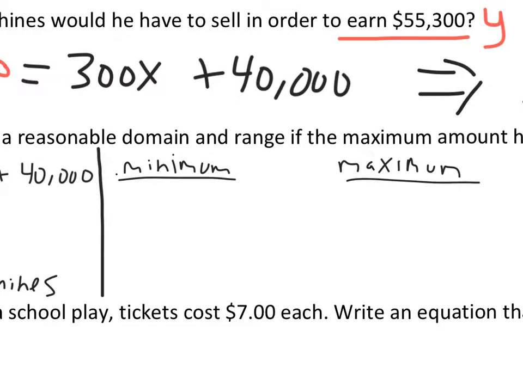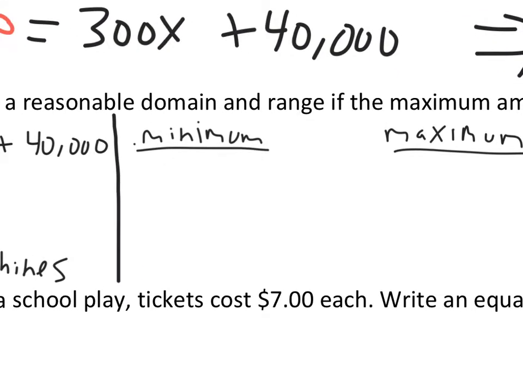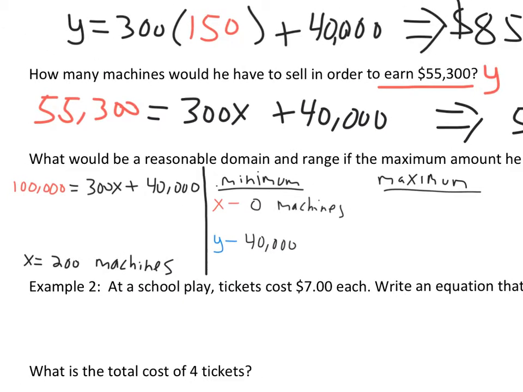Okay, so the minimum amount of machines he can sell. So the minimum for the x variable would be 0 machines, because if he doesn't do anything, he still earns his base salary, $40,000. He probably won't keep his job very long, but that's the minimum he can sell. And so therefore the minimum amount he can earn, so the y, would be $40,000. Because if you sell 0 machines, you still get that $40,000, okay? All right, so now let's do the maximum.